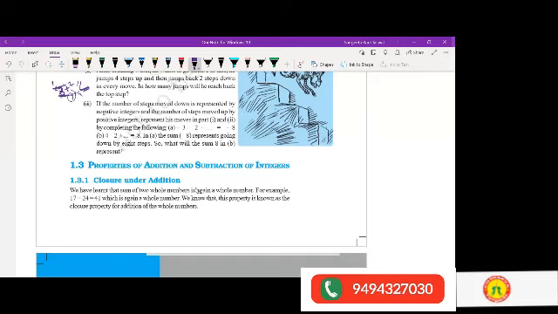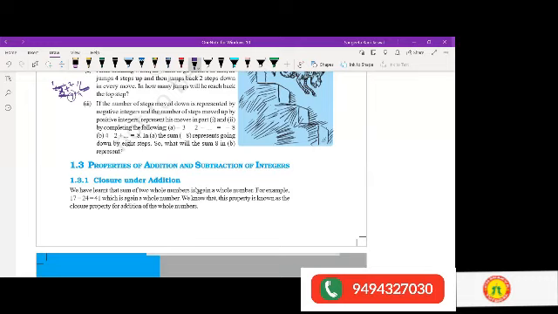That is how these properties work for whole numbers and natural numbers. Now we will study how these properties work for integers. Okay. Now, closure under addition. What is the closure property? Integers are closed under addition.